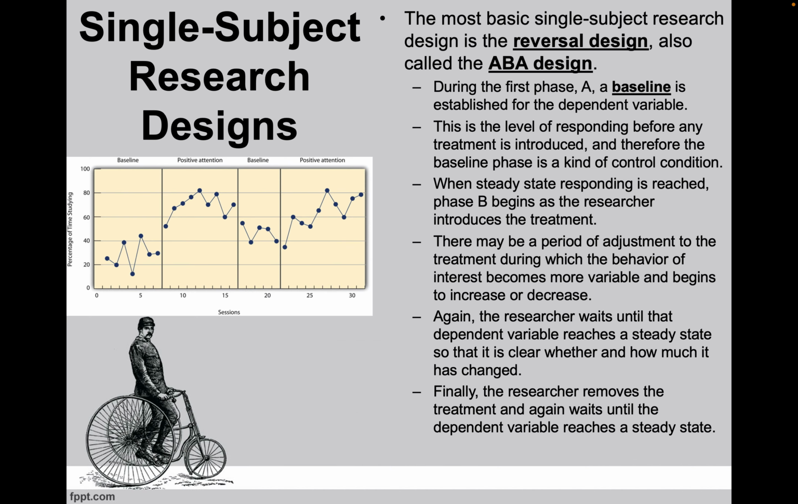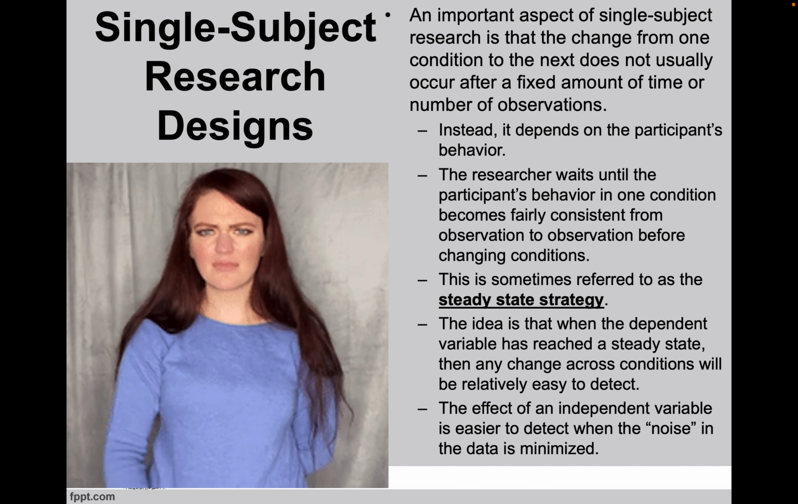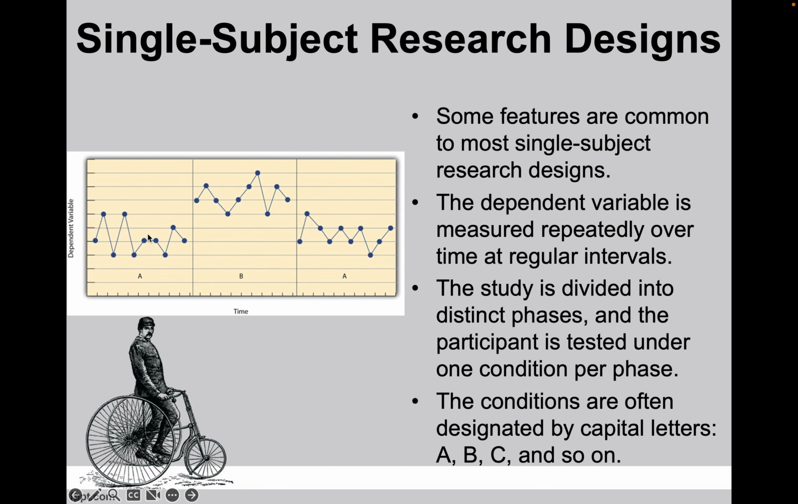The most basic single subject research design is the reversal design, also known as the ABA design. We already saw the ABA design right here. A, B, A, and then there would be another B. Potentially there'd be another B.